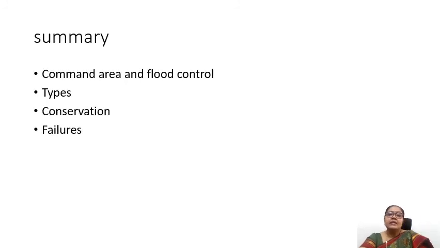So let's summarize what we studied or what we learned in this video. We discussed command area, what it is. It is the area surrounding these dams, reservoirs, or any water system that is there around. And if there is flooding, how we control it, what are the methods to control it, and what are the areas that we cover under the command area, how we do it and how to conserve it, and what were the reasons for failure of these programs.